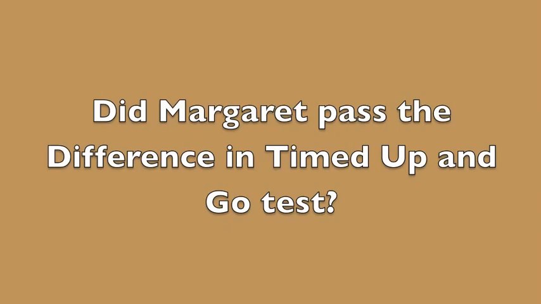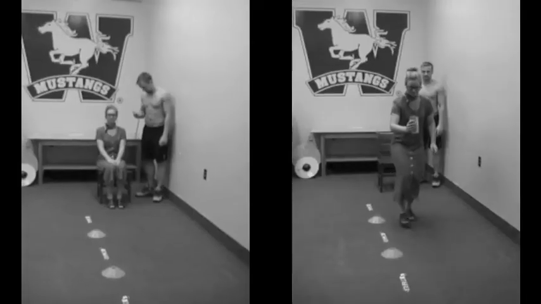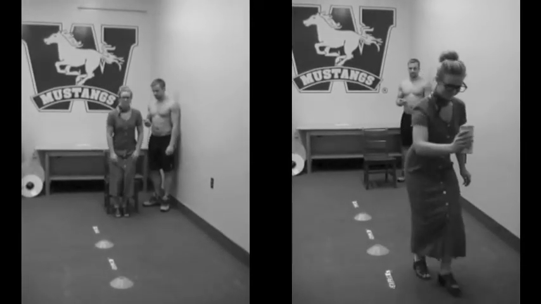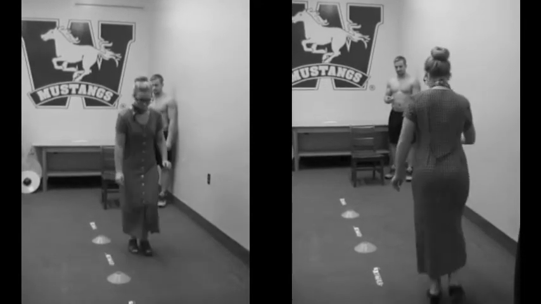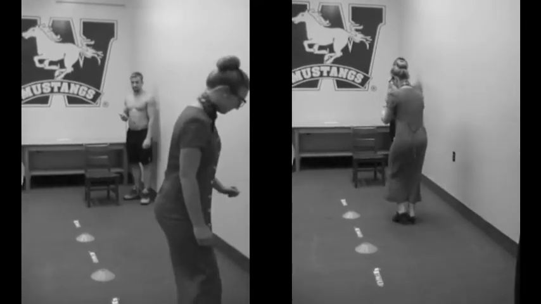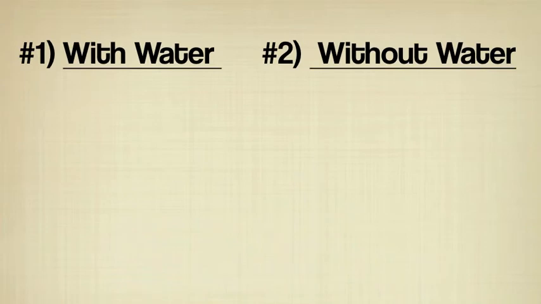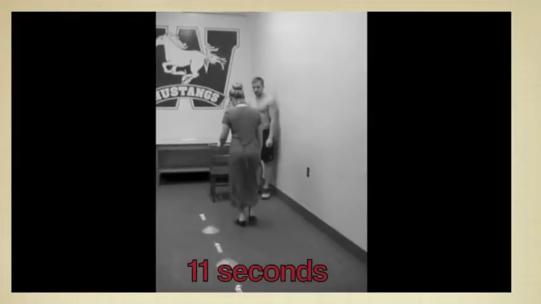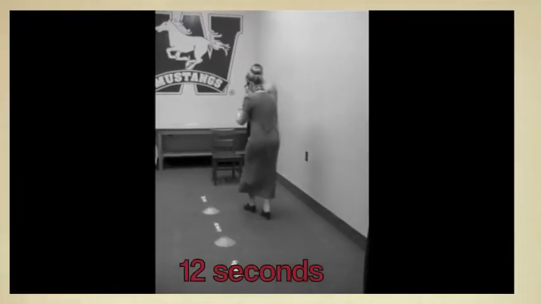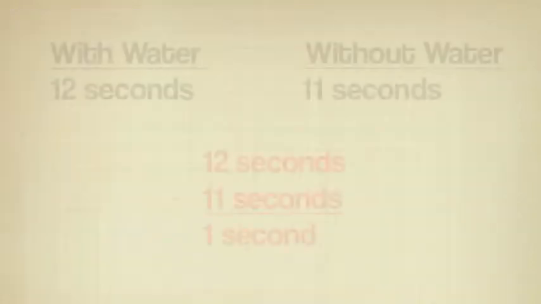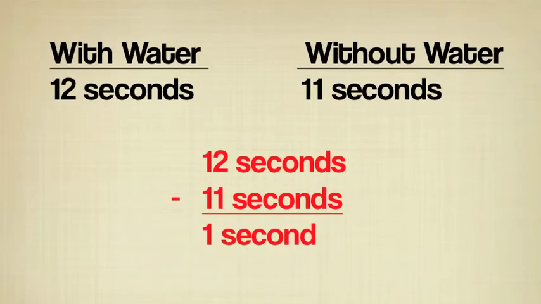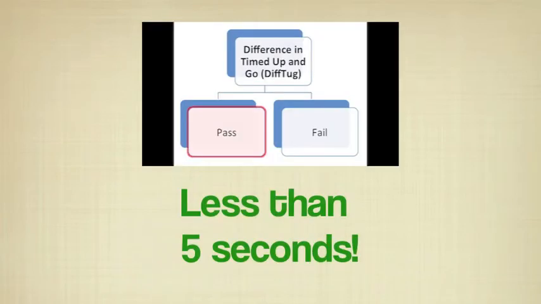Did Margaret pass the difference in timed up and go test? In order for Margaret to pass the timed up and go test, the time difference between both her tests needs to be under 5 seconds. Let's take a look at Margaret's 2 tests. When she was walking without water in her hand, it took 11 seconds. When she was walking with water in her hand, it took 12 seconds. 12 seconds subtract 11 seconds equals 1 second. That's less than a 5-second difference. This means she has passed the test.